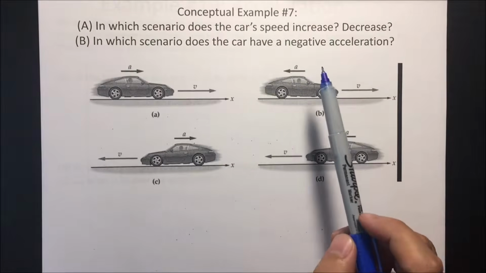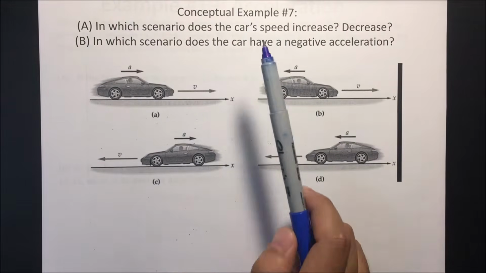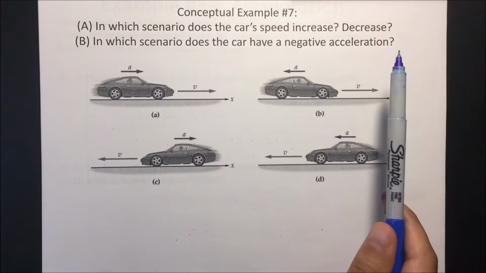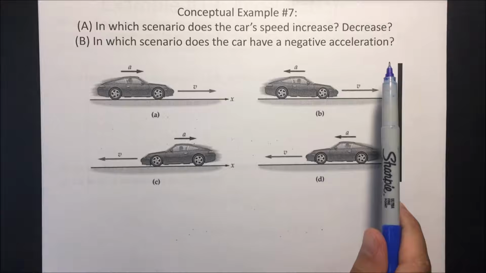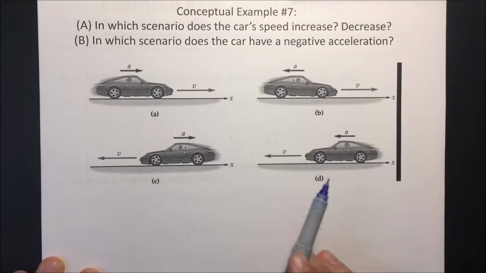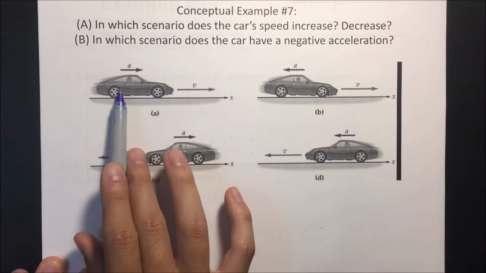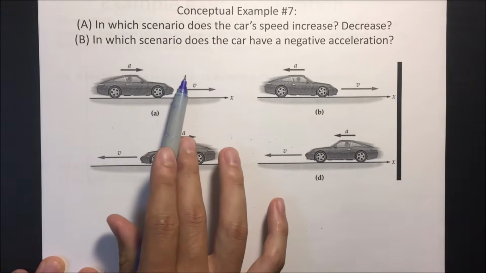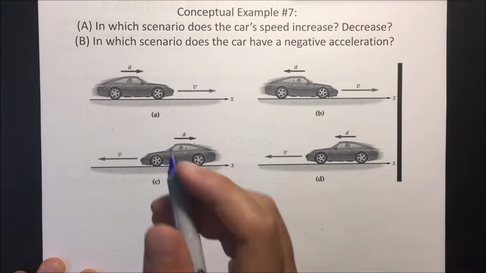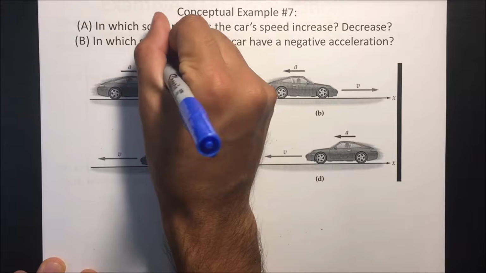Alright, conceptual example number 7. In which scenario does the car's speed increase? In which scenario does it decrease? In which scenario does the car have a negative acceleration? Alright, so we have scenario A, B, C, and D. So in A, we see that the velocity is going to the right, and the acceleration is to the right. Whenever the acceleration and velocity are in the same direction, what this means is it's speeding up.